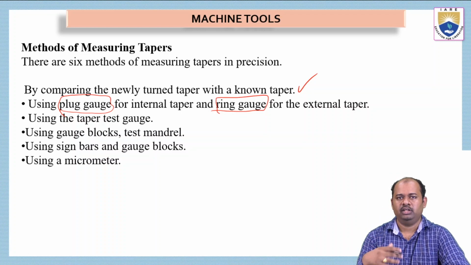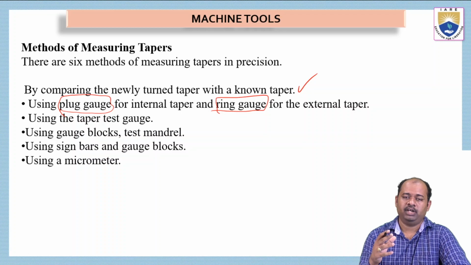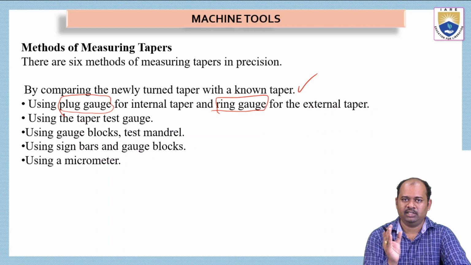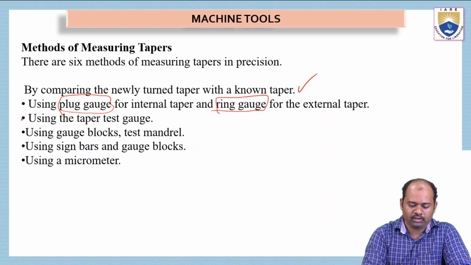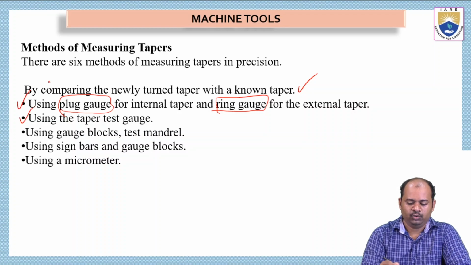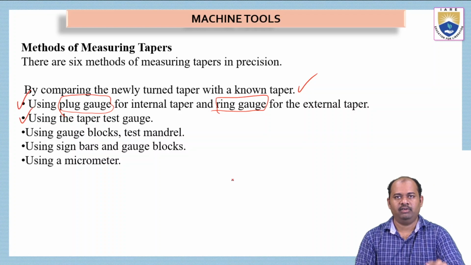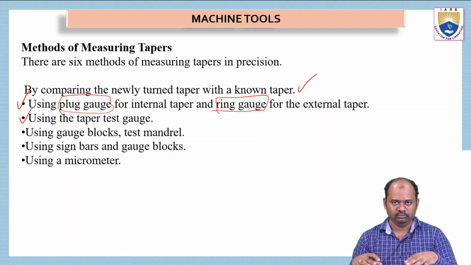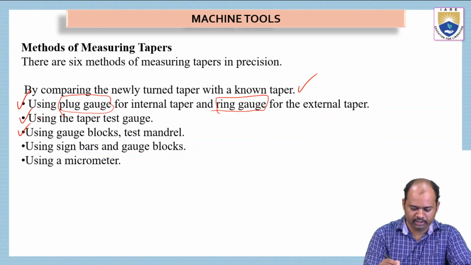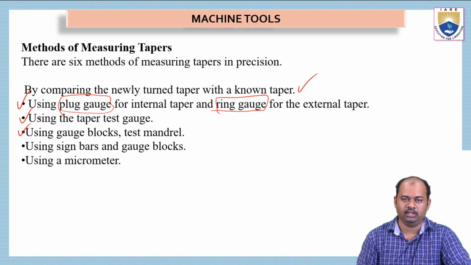Taper value might be an angle, or sometimes millimeters per meter length, indicating how much material has been removed throughout the length of the cylindrical object. Then we have a second process, using the taper test gauge, a device used to measure the taper. And the third method uses gauge blocks and test mandrels. These are other methods by which we can measure the angle of inclination of the taper.